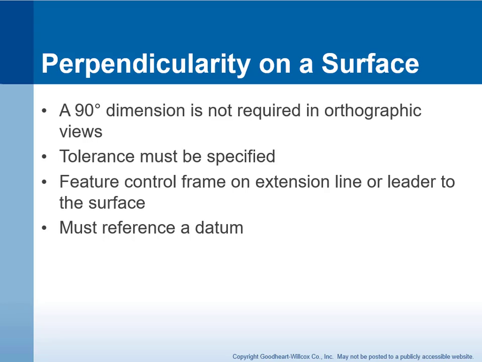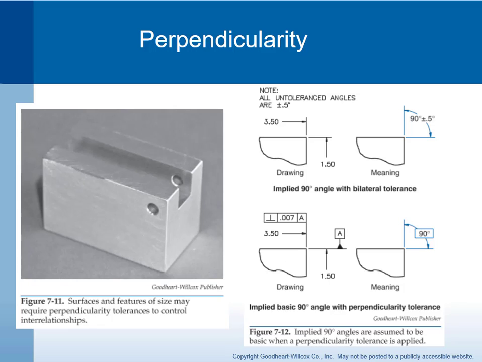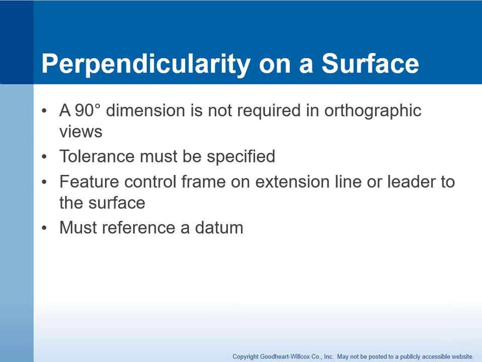Okay, so a 90 degree dimension is not required in the orthographic views. The tolerance must be specified in the feature control frame, and the feature control frame is placed either on an extension line or a leader to the surface. In this case we applied the tolerance to the extension line. And then the tolerance must reference a datum. You can't have a perpendicularity tolerance without a datum. You can't have an angularity tolerance without a datum. You can't have a parallelism tolerance without a datum. So all of these orientation tolerances need at least one datum.